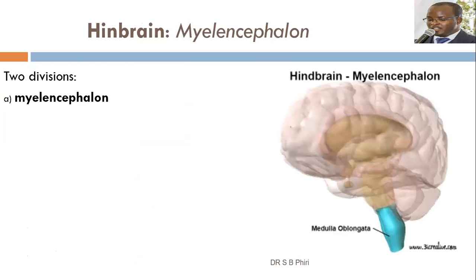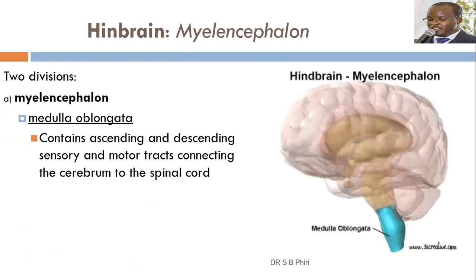The hindbrain, you have the myelencephalon. The myelencephalon has two major divisions also. We have the medulla oblongata down here. This medulla oblongata contains ascending and descending sensory and motor tracts connecting the cerebellum and the cerebrum to the spinal cord. So you have mainly ascending and descending, motor and sensory nerves. You have the sensory and motor tracts connecting the cerebrum to the spinal cord. So anything has to pass via the medulla oblongata, talking of the sensory information and the motor information.